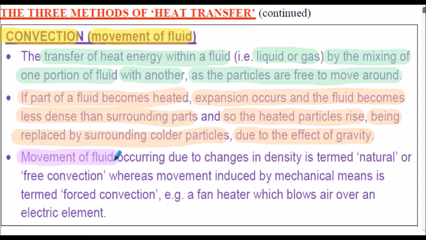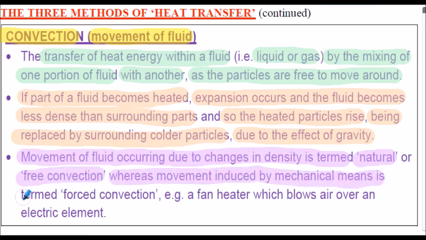Movement of the fluid occurring due to changes in density is termed natural or free convection, whereas movement induced by mechanical means is termed forced convection. For example, a fan heater which blows air over an electric element is considered to be forced convection. In other words, it's not naturally occurring.